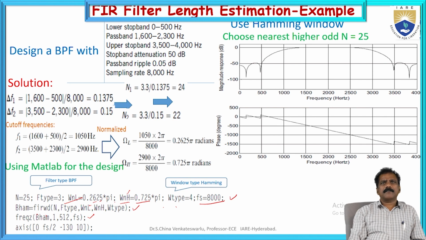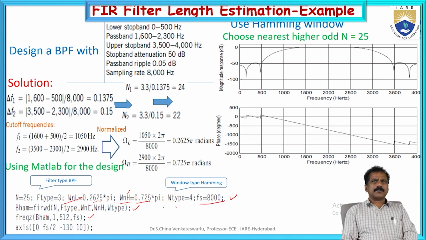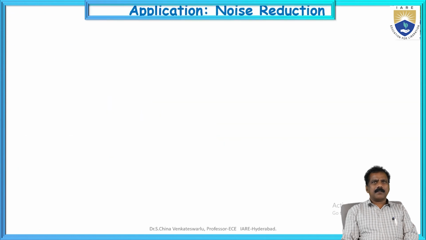These are nothing but the design: a band pass filter using all these specifications, with the given data like lower stop band, pass band, upper stop band, attenuation, pass band ripple, sampling rate and so on. Using all this, we write a piece of code. After running it in MATLAB, we expect this response. The finite impulse response filter length estimation is done using the windowing technique with the help of MATLAB. So this is the best example.